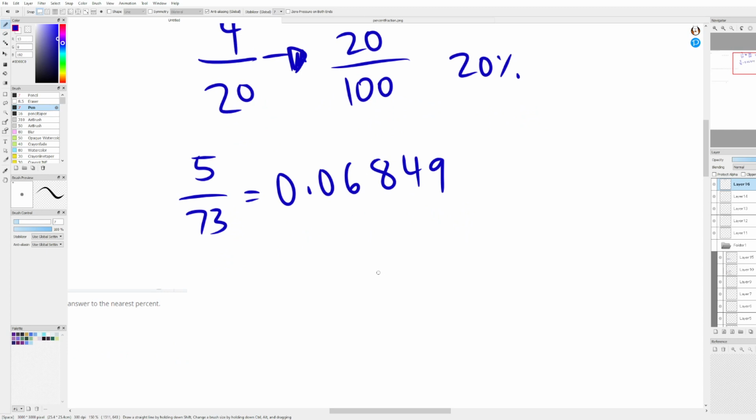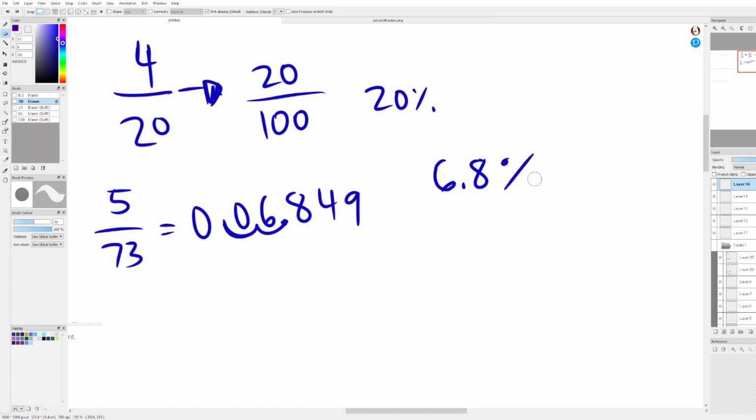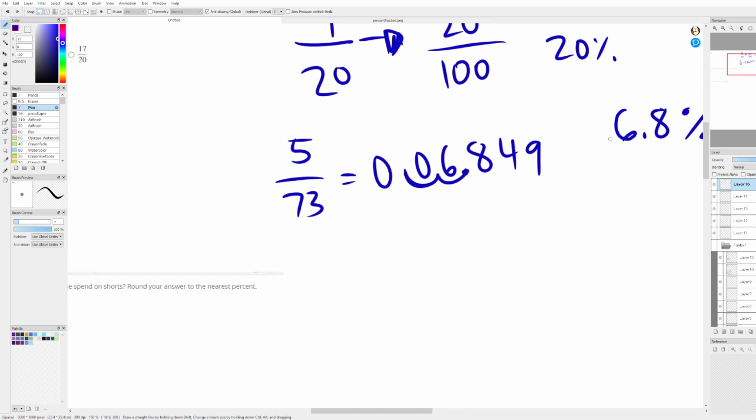But when you're converting to a percentage, you can move the decimal point over to the right twice. It goes twice because we're timesing by 100 essentially. So our percentage in this case is going to be 6.8. We'll just leave it at that, 6.8%. And so that's one thing to consider.